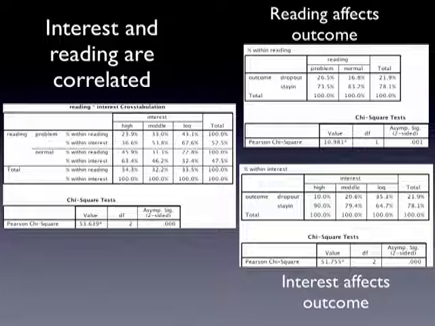We also see an effect in the bottom table here that the students who had higher interest were much more likely to be staying in. 90% of the high-interest students stayed in, while only 64% of the low-interest students stayed in. And that's a significant effect. Both of these are very significant effects, 0.001, 0.000. So we can say that reading affects outcome. We can say that interest affects outcome.